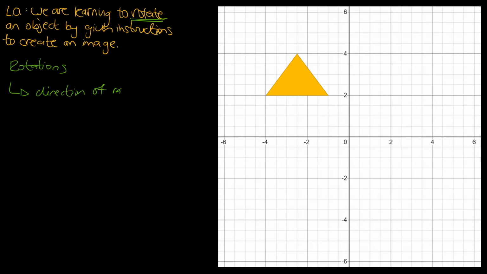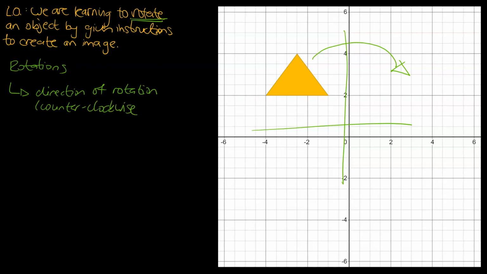So what's the direction of rotation? Using the one on the screen as an example, we could rotate it to the left, which would be counterclockwise. Oh, sorry, that actually is clockwise. And we have the alternative, counterclockwise, there. So it's one of those two, counterclockwise or clockwise.